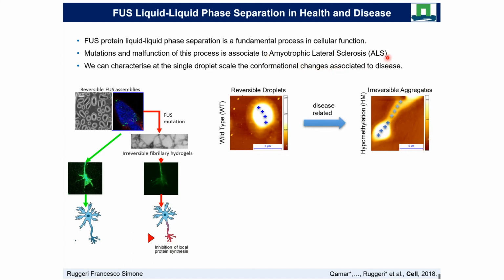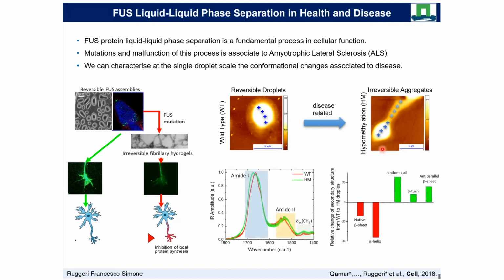What we were interested in doing was characterizing how the structure at the morphological and chemical level of these aggregates was changing in association to disease. And what we could demonstrate for the first time is that indeed, when there were disease-associated mutations in the proteins, we had a net increase of intermolecular antiparallel beta sheets, similarly as it occurs in Alzheimer's or Parkinson's disease.